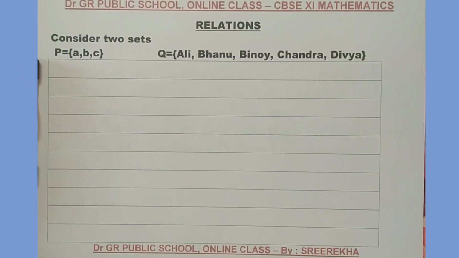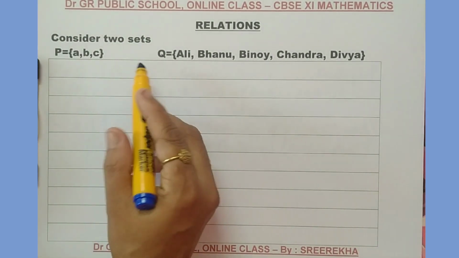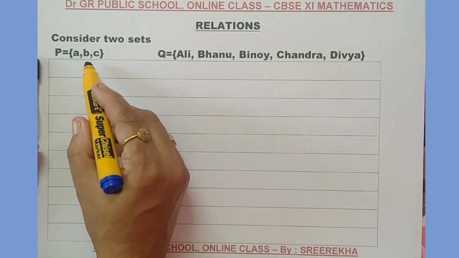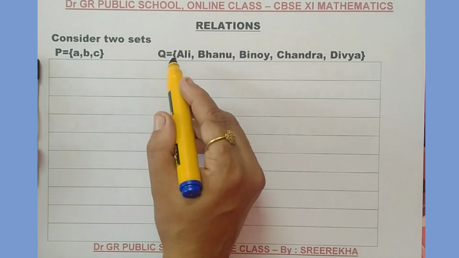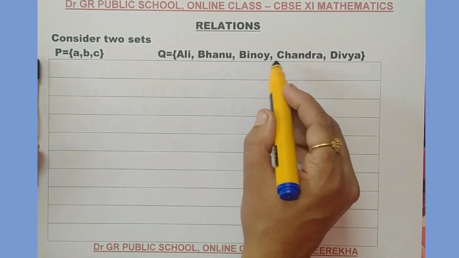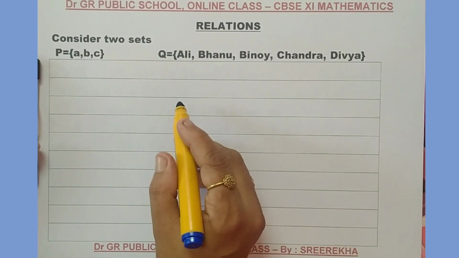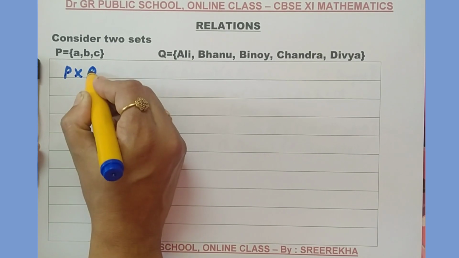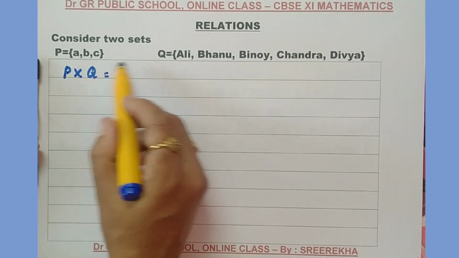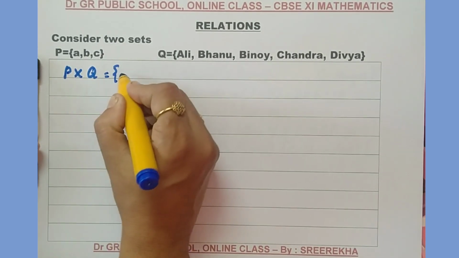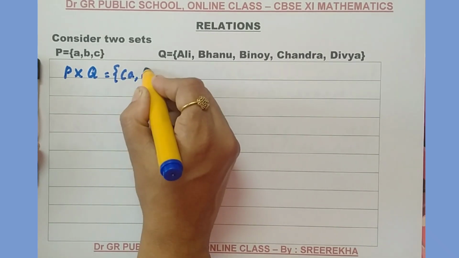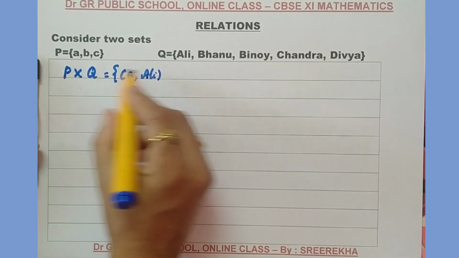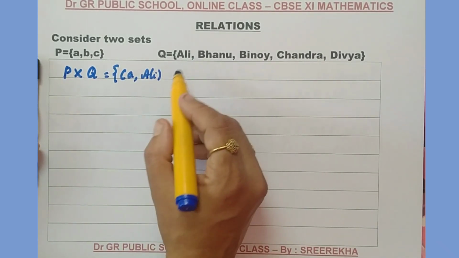Now we are going to study the new section, relations. Consider two sets, P equals the set {A, B, C} and Q equals the set {Ali, Bhanu, Binoy, Chandra, Divya}. I am going to write P cross Q. You know what P cross Q is? P cross Q is the Cartesian product of P and Q, which is a collection of ordered pairs in which the first element will be from the set P and the second will be from the set Q.